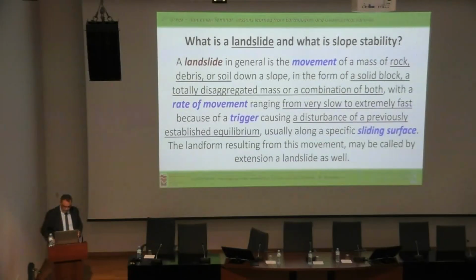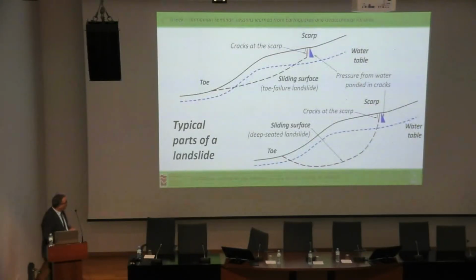What are the typical parts of landslides? The typical parts consist of the sliding surface itself, the toe, the scarp, cracks that appear usually in the scarp and may actually be full of water that is pressing the landslide block, and a water table, or more generally a pore pressure regime, that affects the equilibrium of forces or moments that we have in this landslide.